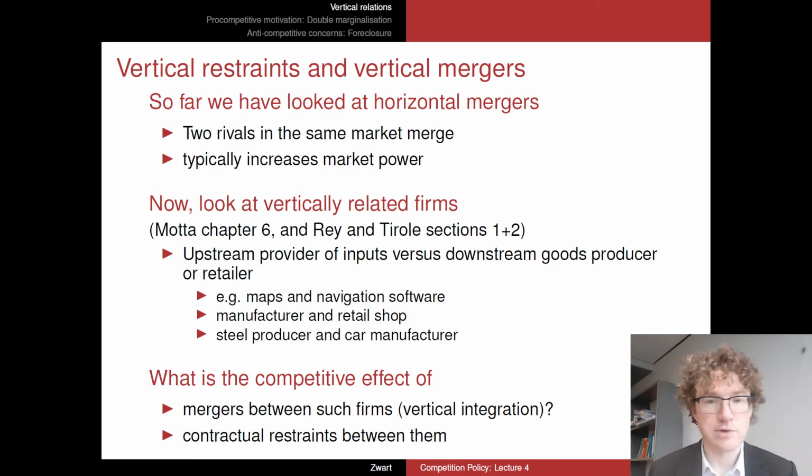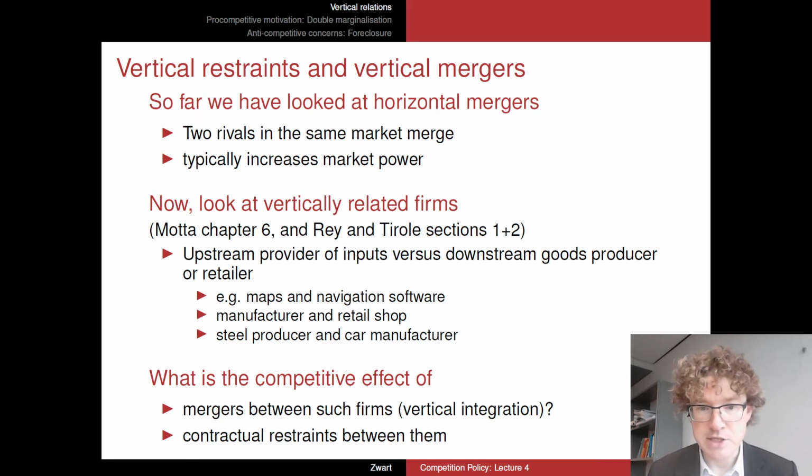Well, these firms will obviously have certain contracts, and they might also go together and integrate. So a competition authority will have to decide on the effects of a merger between two such firms. We'll have a look at this map navigation software in an example, and of course you can think of many other examples of such mergers. So that's one thing that we would like to understand a bit better: what's the effect of a vertical merger rather than a horizontal merger?